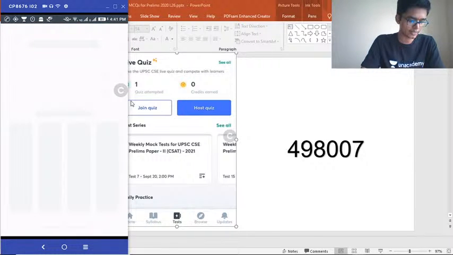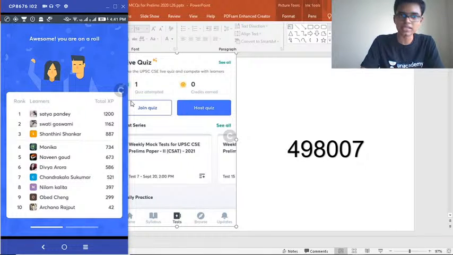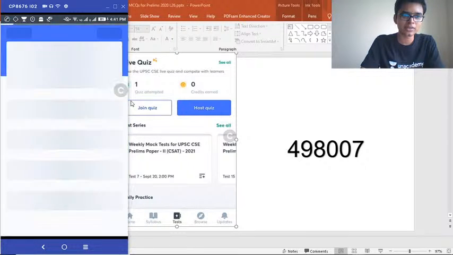Yes, time's up. Option A is the right answer. 44% getting this. Very good. All the toppers getting that right. So it's a very close battle between Satya Pandey and Swati Goswami.